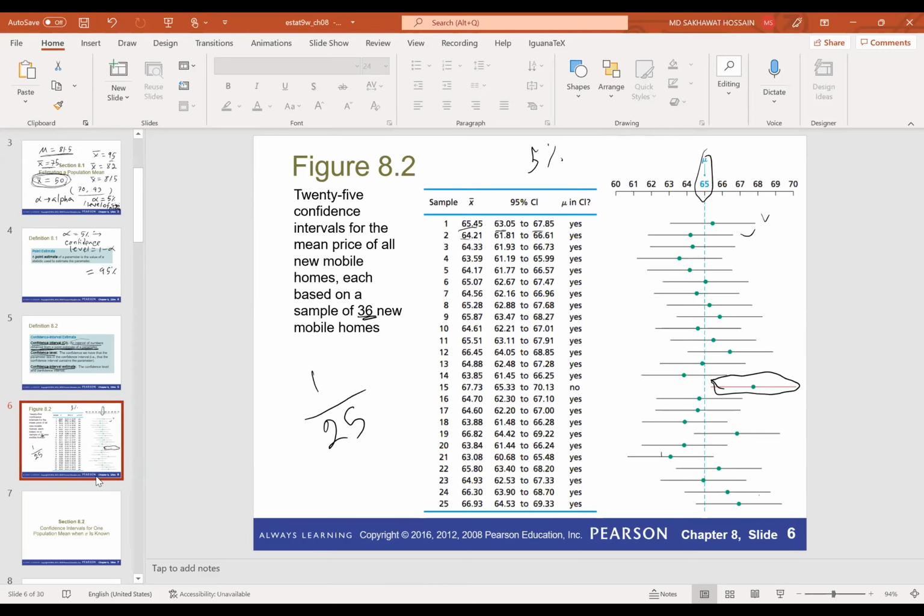Okay, so to construct the confidence interval, we need to know alpha, which is 1 minus the confidence level. If you want to construct a 95% confidence interval, then alpha is 1 minus 0.95, so that means 0.05. If you want to construct a 90% confidence interval, then it will be 1 minus 0.9, so alpha will be 0.1. If you construct an 85% confidence interval, then it will be 1 minus 0.85, so alpha will be 0.15.